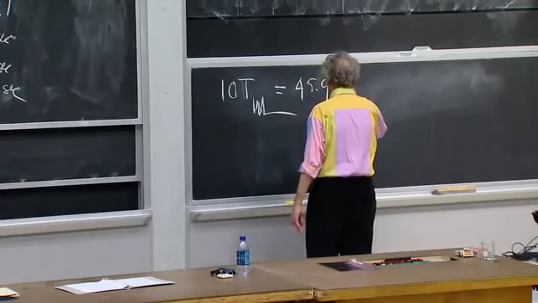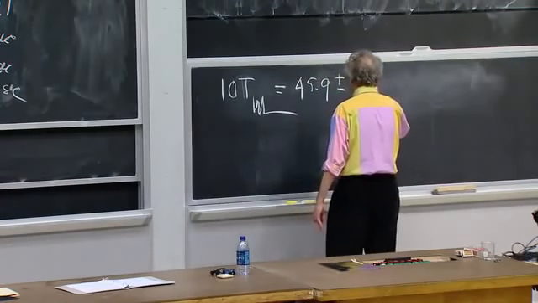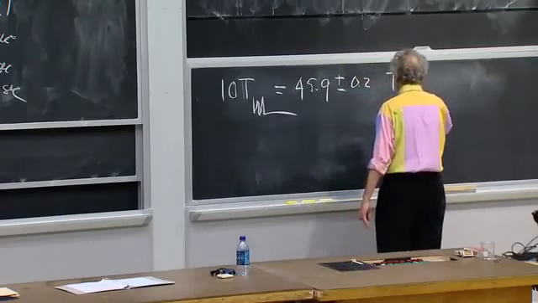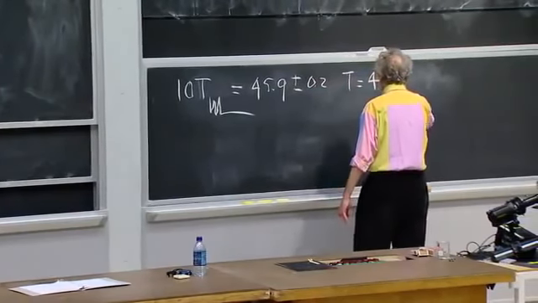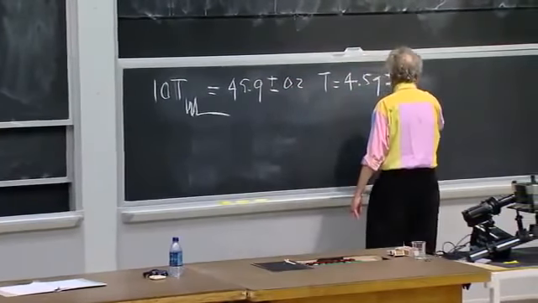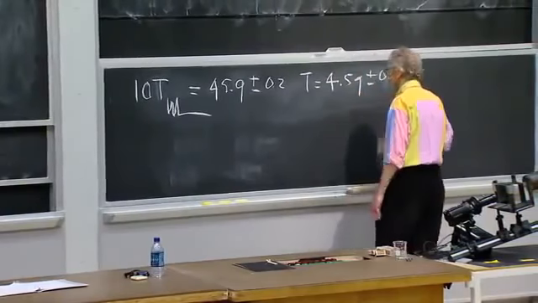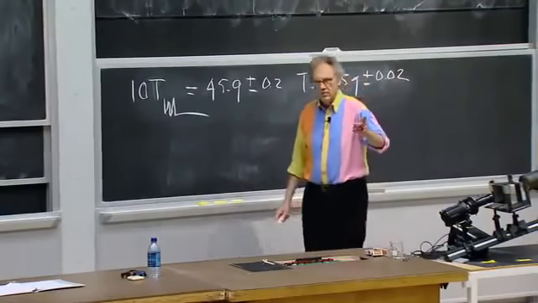45.9 plus or minus 0.2, period is 4.59 plus or minus 0.02. I told you, physics works.